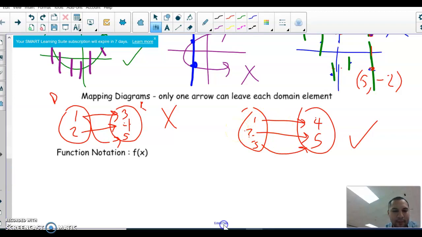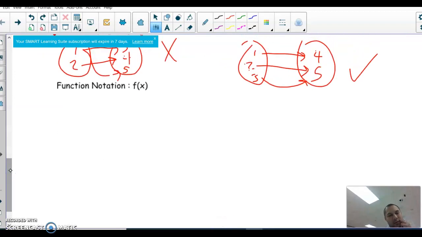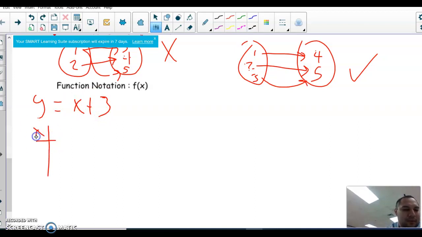Okay. All right, last thing for this set of notes is function notation. So we start off defining equations as y equals something like x plus 3. So then if I made a table, if x was 1 and you plugged it in, 1 plus 3 would be 4. If x was 2, plug it in, you would get 5.